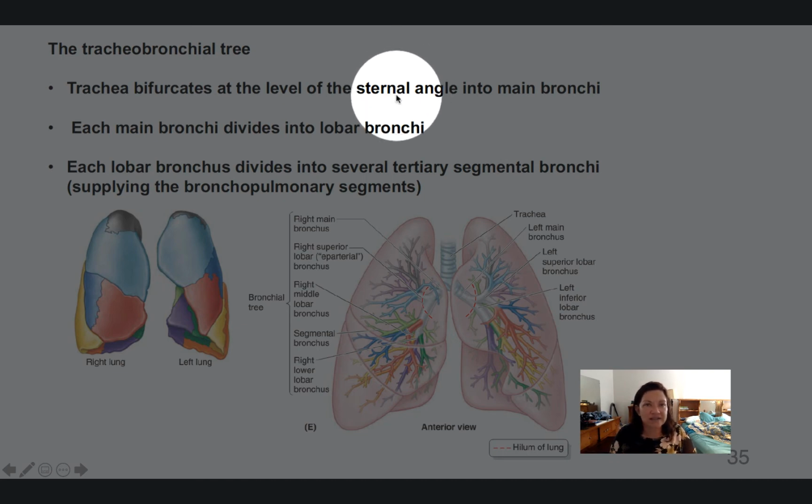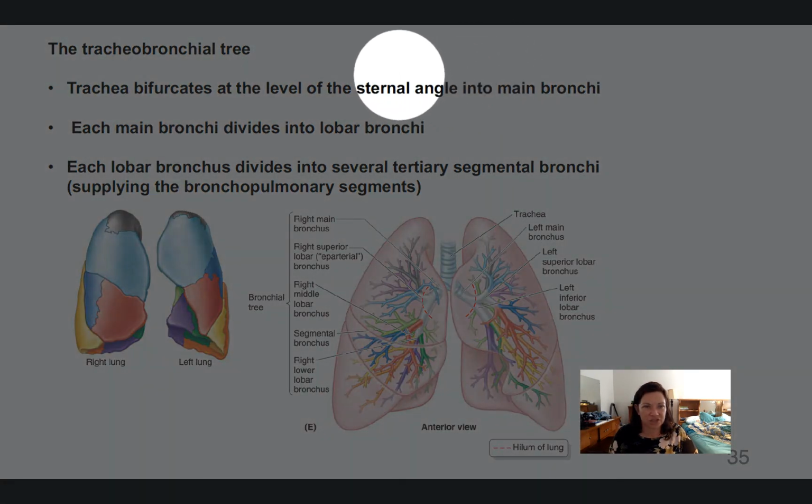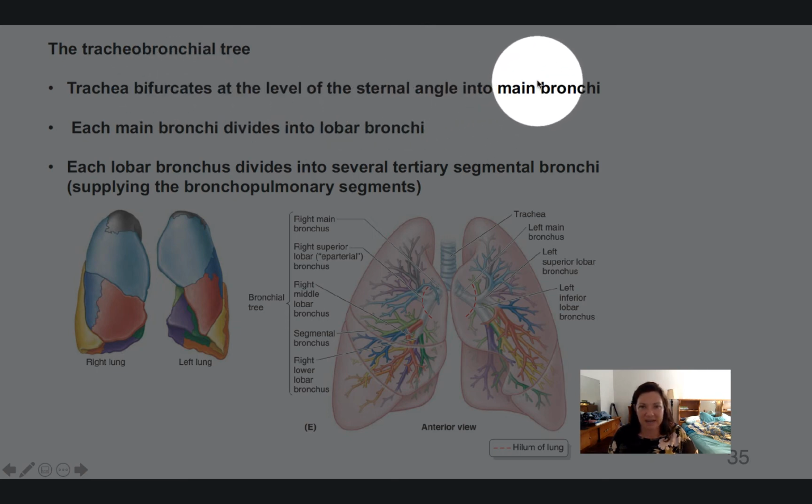So the sternal angle, I just pointed to the top of my manubrium. That's not where it is. It's between the manubrium and the body of the sternum. So that is where that division occurs in most people. And that's where the trachea bifurcates into the main left and right, or primary bronchi, supplying each lung.